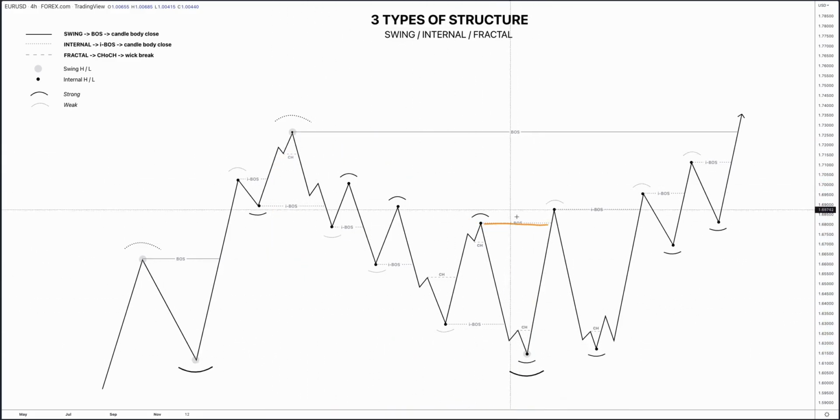Okay, so now we have true structural alignment. The internal structure is aligned with the swing structure. And now when price comes back down, what do we have? We have a strong internal low to buy from. We understand this should be protected, that price shouldn't trade any lower than this line, the low. So as price comes into here, we can look for buys straight away.